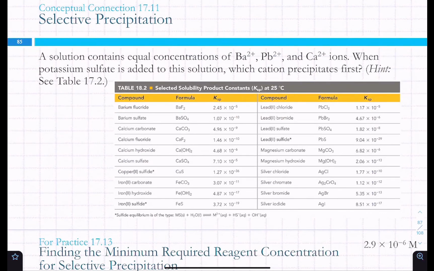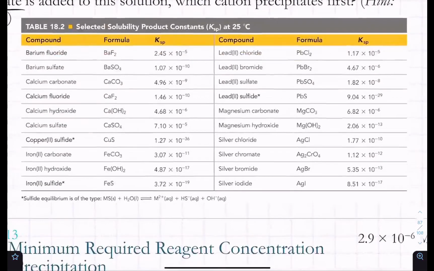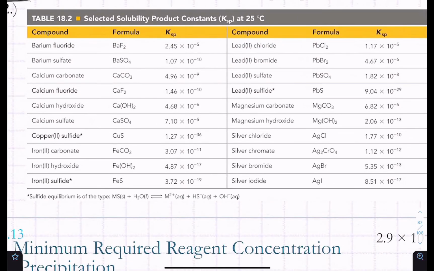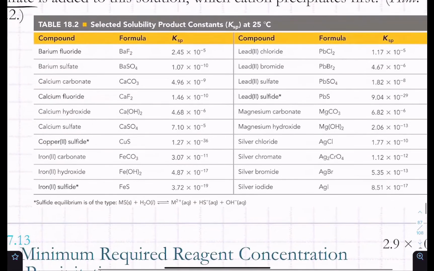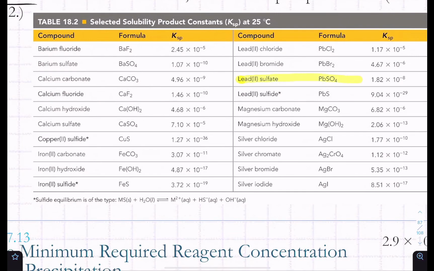So if a solution contains equal concentrations of barium, lead, and calcium ions, if we add potassium sulfate, which cation precipitates first? So let me zoom this in. So we're looking at sulfate solids with calcium, barium, and lead. So here's lead 2 sulfate. There's barium sulfate. And there's calcium sulfate.